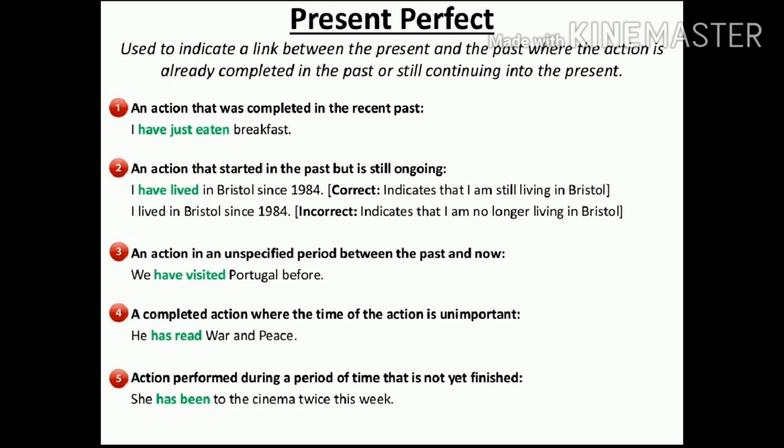Right. So what does it say? It says used to indicate a link between the present and the past. That means present perfect will be dealing with both the present and the recent past, and it will indicate an action which is already completed in the past. Completed in the past means recent past, not too far back or very old action, but just in the recent past. Or we can also describe an action which is still continuing in the present, started in the past.